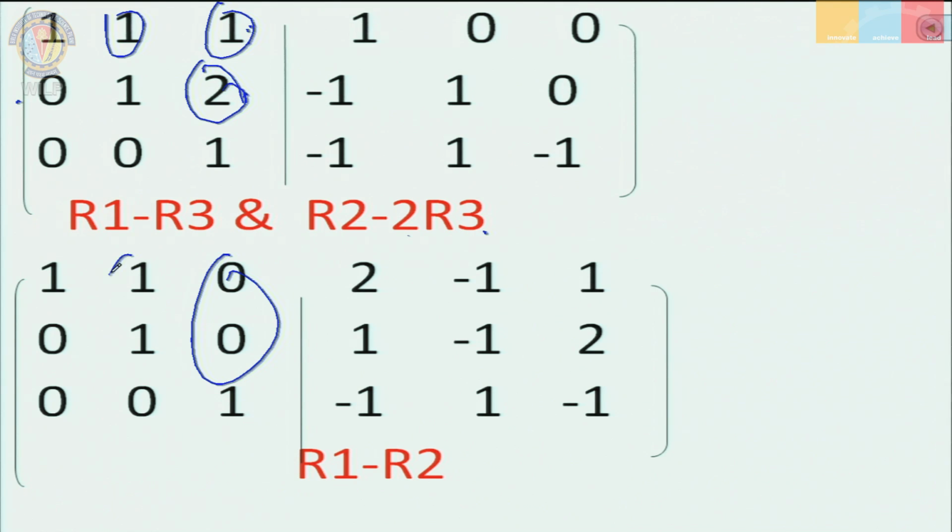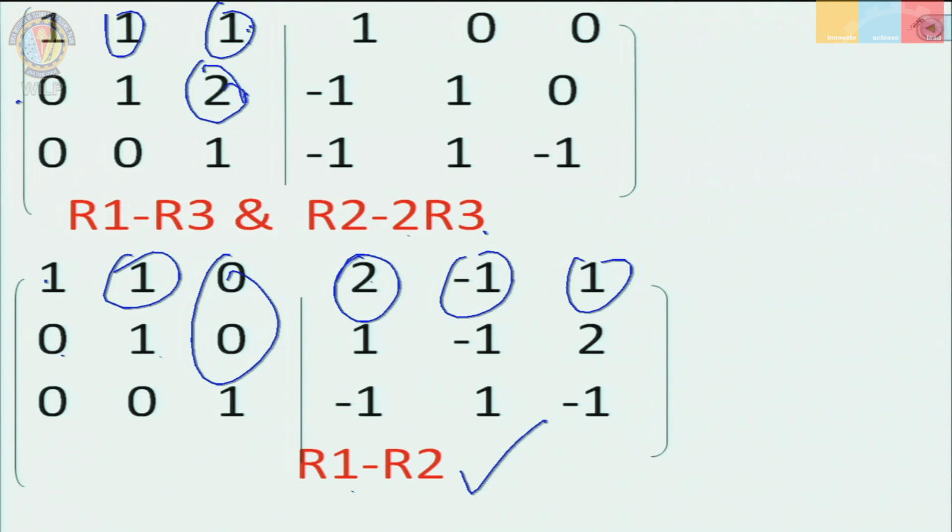Now this element has to be 0, so R1 has to be replaced by R1 minus R2. So 1 minus 1 will be 0. Multiplying here, 1 minus 0 is 1, 1 minus 0 is 1, 0 minus 0 is 0. Then 2 minus 1, 2 minus 1, so this will be 1, minus 1 of minus 1 will be 0, 1 minus 2 will be minus 1. The same operation has to be applied. Let us see finally what you are going to get after using this operation.